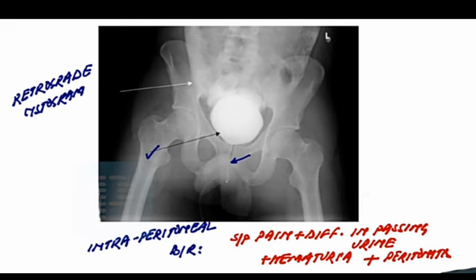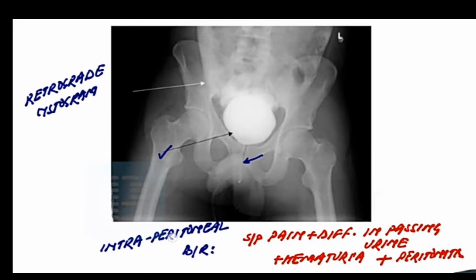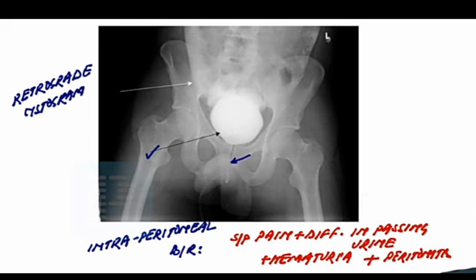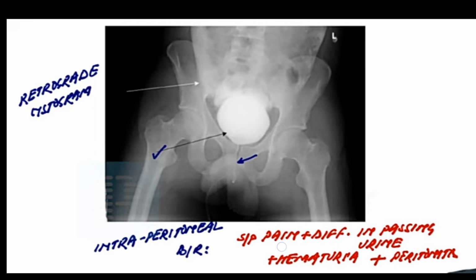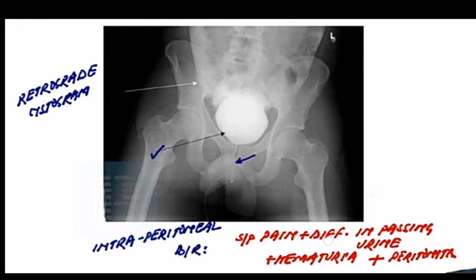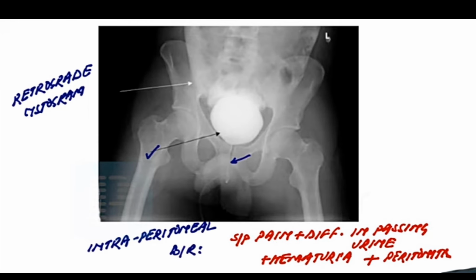The next image we have is of intraperitoneal bladder rupture. So what will be the history and what will the image show? In this, the person will give history of pain and difficulty in passing urine, plus hematuria will be there. Blood in the urine. Okay. So how will we identify? Here the retrograde cystogram is done. The dye is passed into the bladder. Then the dye is spilling into the peritoneum. So it shows that there is intraperitoneal rupture. Okay.